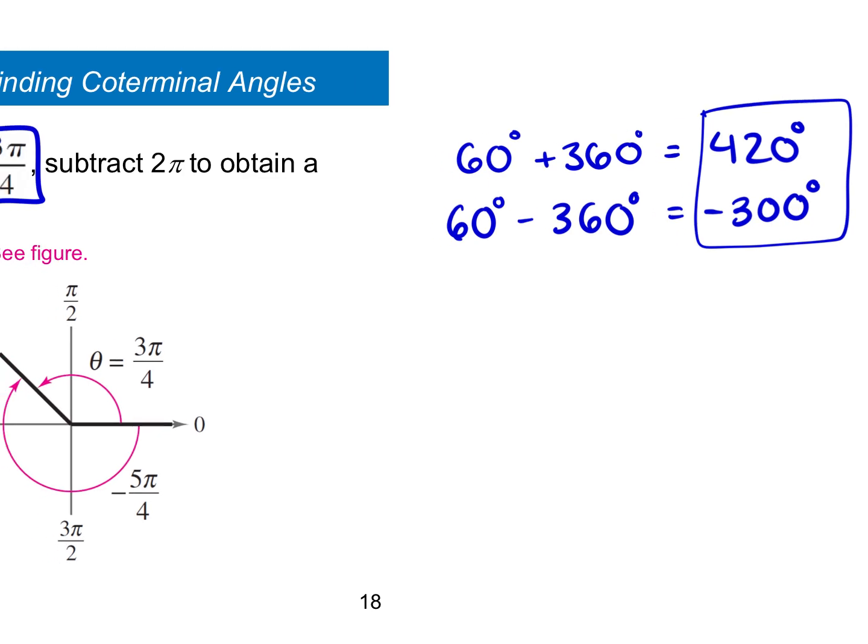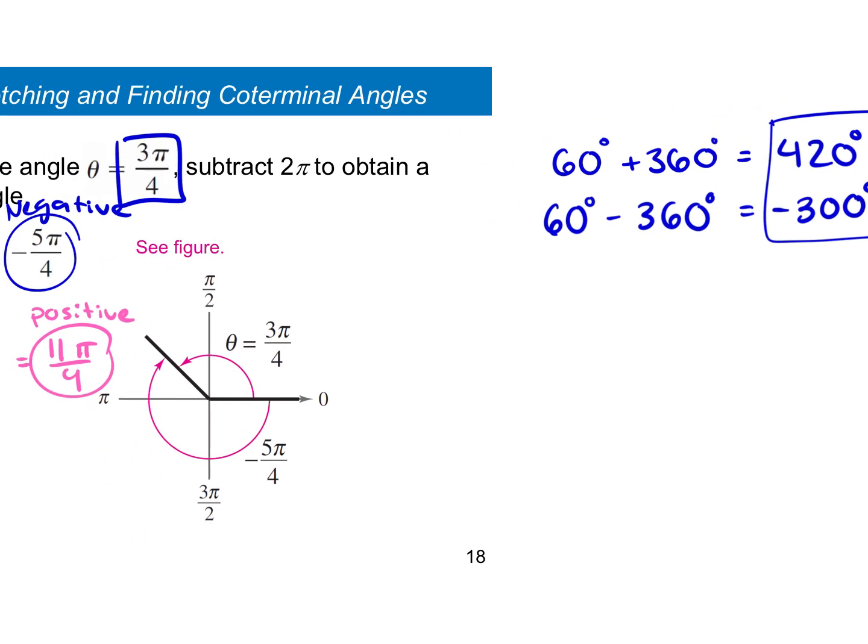So it works both ways. You can find it in radians and degrees. But for radians, you're adding or subtracting 2 pi. For degrees, you add or subtract 360.